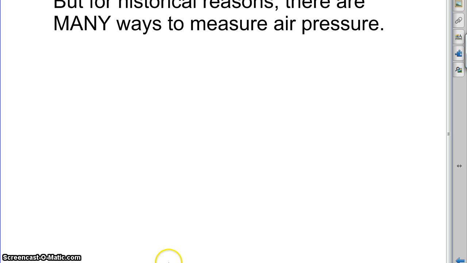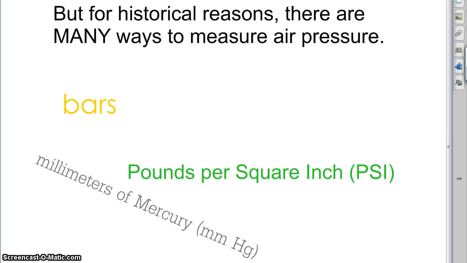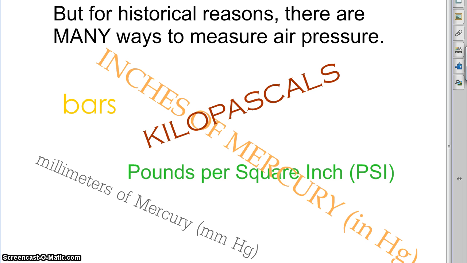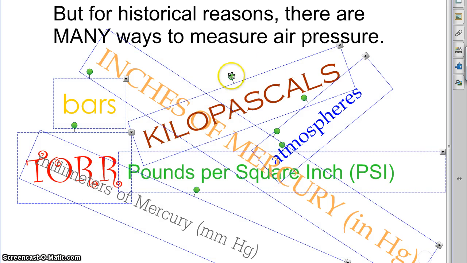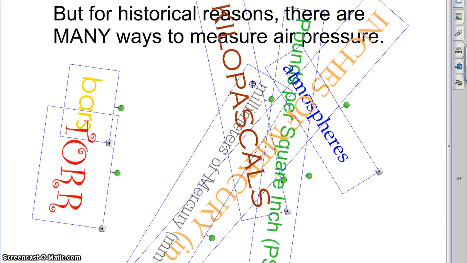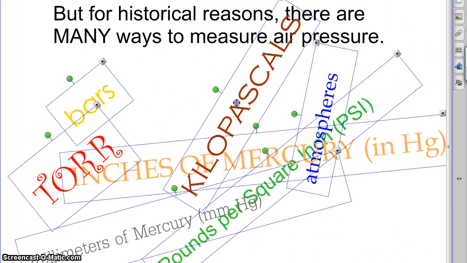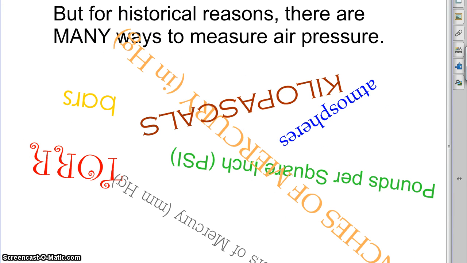But for historical reasons, there are many ways that we measure air pressure. You can measure it in bars or pounds per square inch, psi, millimeters of mercury, inches of mercury, kilopascals. We were talking about atmospheres, torr. There's all sorts of different units that we can measure with. Ooh, and I like to do that because it kind of freaks everyone out. And so those are all of our different kinds of units. We'll talk more about them later.